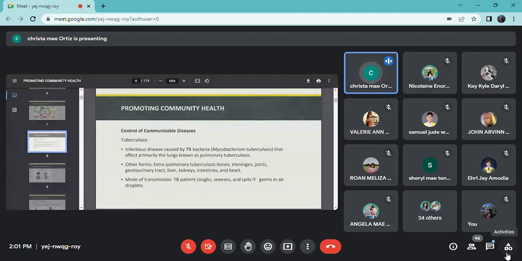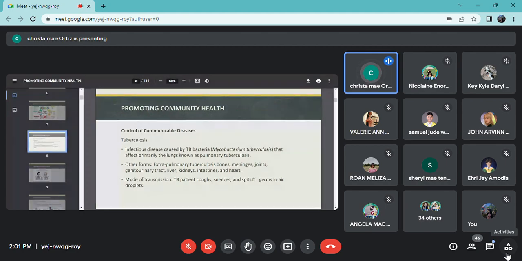Pero actually, hindi lang siya limited sa lungs because there are also TB in the bones, meninges, joints, genitourinary tract. It could also be TB sa liver, kidneys, intestines, and heart. So tandaan nyo yan. Si TB hindi lang sa pulmonary. Meron siyang other forms din.